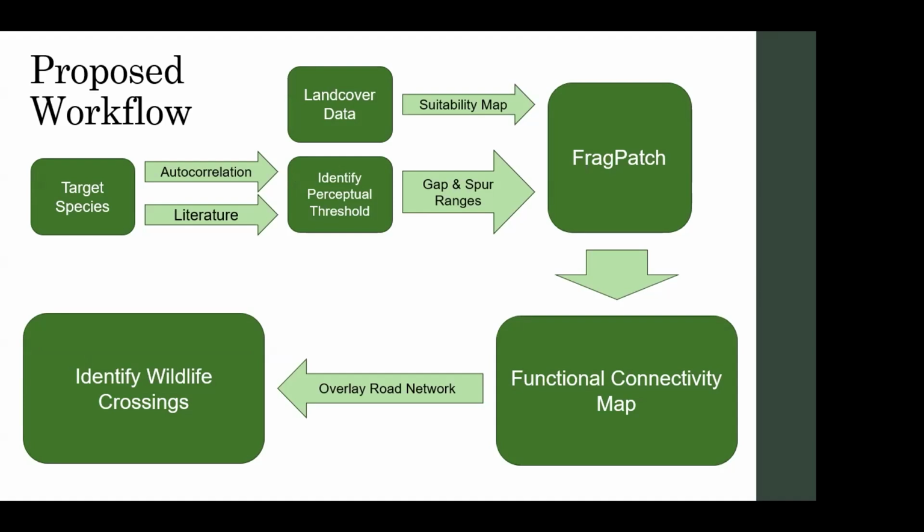alongside suitability maps generated from land cover data and an assessment of the species' particular life requisites, which are plugged into an R script called FragPatch, developed by my advisor and some of his collaborators, to generate a map of the functional connectivity of a landscape, which you can overlay onto a road network. And where that functional connectivity intersects with the roadway, you can predict that wildlife may cross there.